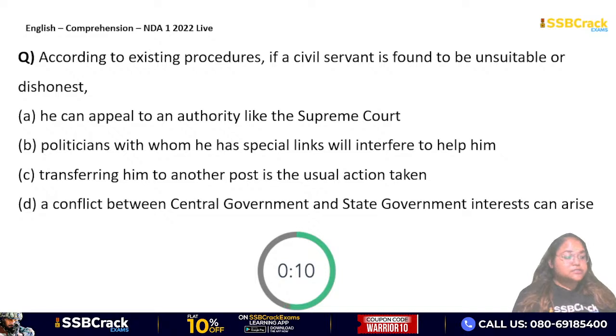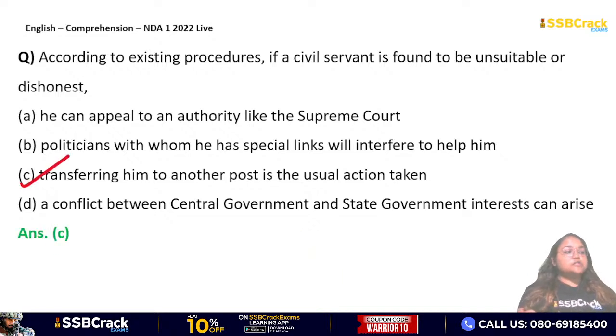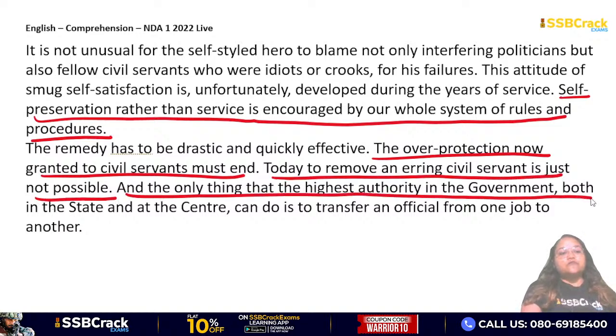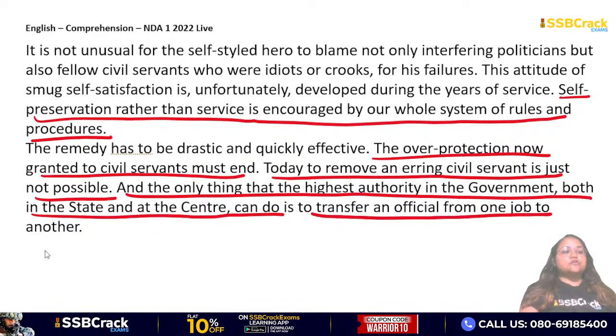Okay, the answer will be option C. Transferring him to another post is the usual action taken. So again, if you go back to the passage, it is written here that today to remove an erring civil servant is just not possible. And the only thing that the highest authority in the government, both state and in center, can do is to transfer an official from one job to another. That is the highest kind of punishment that they can give to a wrongdoer.